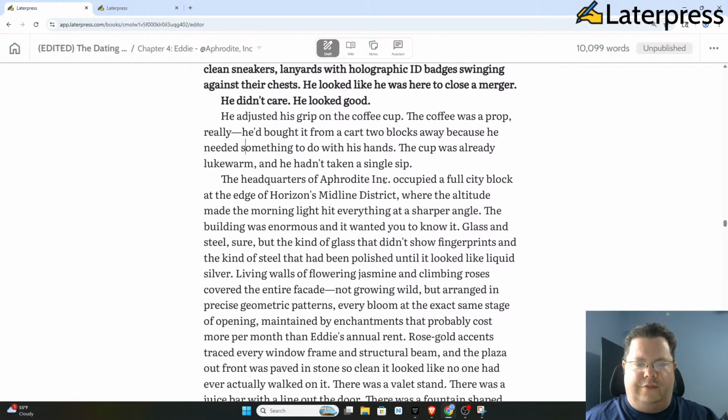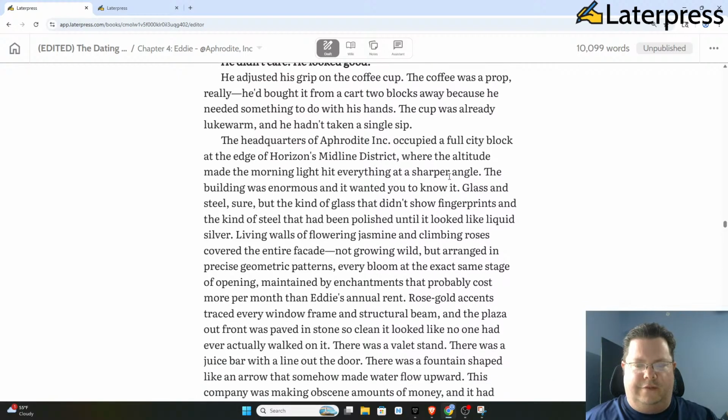The headquarters of Aphrodite Inc. occupied a full city block at the edge of Horizon's midline district, where the altitude made the morning light hit everything at a sharper angle. The building was enormous and it wanted you to know it. Glass and steel, sure, but the kind of glass that didn't show fingerprints, and the kind of steel that had been polished until it looked like liquid silver.